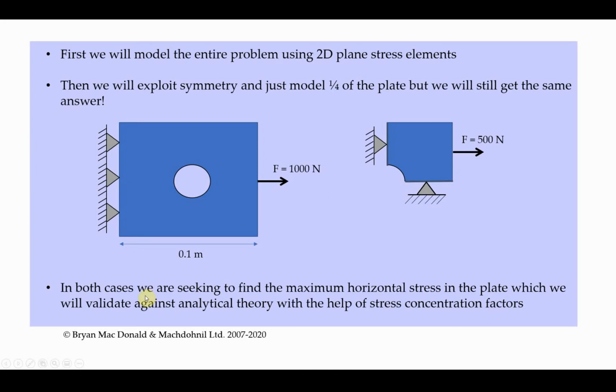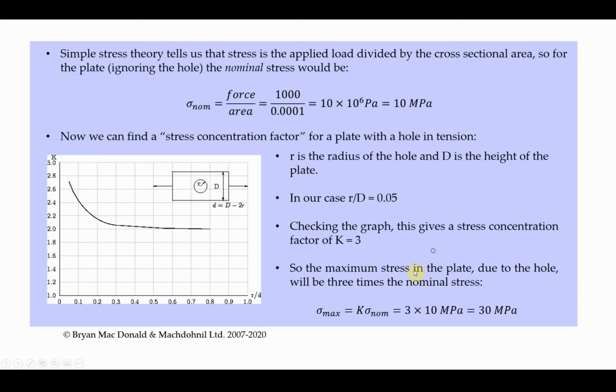So in both cases, we're seeking to find the maximum horizontal stress in the plate, which we will validate against analytical theory with the help of stress concentration factors. You'll see when I do the full plate why it's, funnily enough, a bit more difficult than doing the 1/4 plate. It creates its own problems, which requires a bit more advanced modeling to get over, and actually the 1/4 plate is the simpler solution. So we'll go through both anyway, and you'll see what happens.